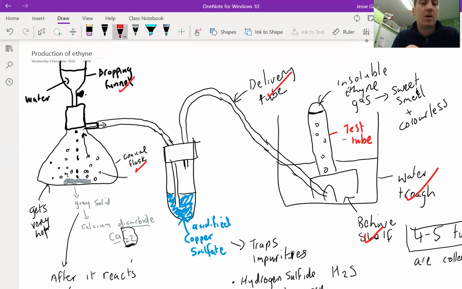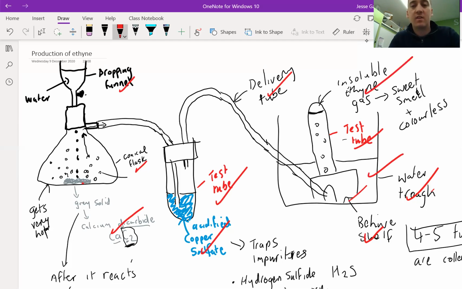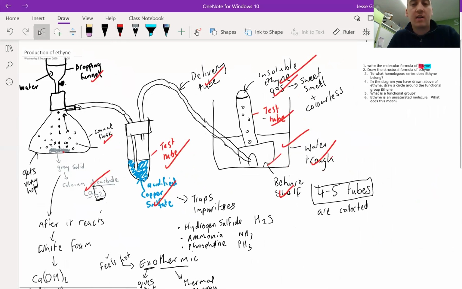So quickly go over them again: dropping funnel, conical flask. This is another test tube, or a boiling tube. You've got a delivery tube, a test tube here, a beehive shelf, and a water trough. Okay, so you should have all those pieces. Then we need to think about the chemicals. We've got calcium dicarbide, so you need to have that there. Acidified copper sulfate, which is obviously water, and then insoluble ethine gas, or just ethine gas will probably do. Okay, so there's your checklist for what you need in your diagram for it to be a fully labeled diagram.